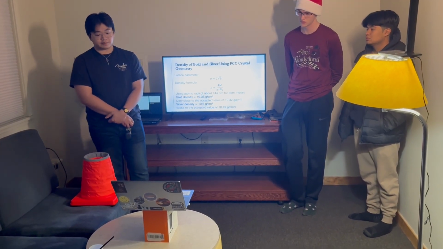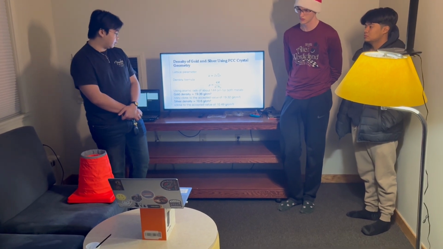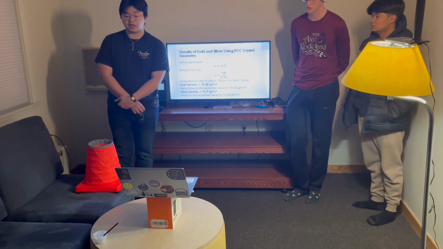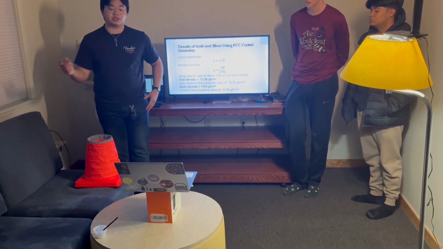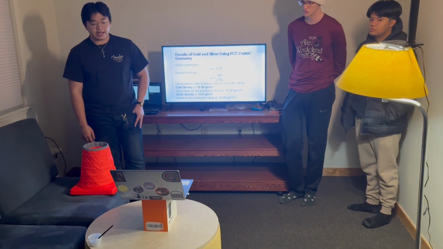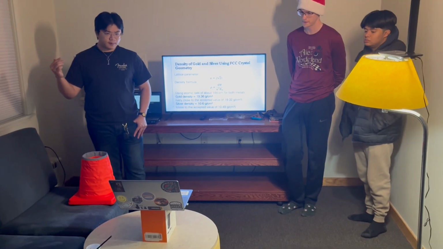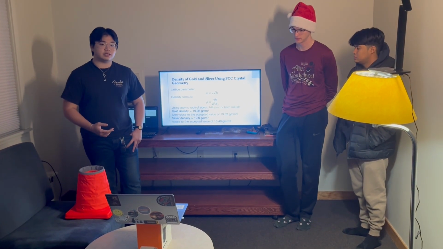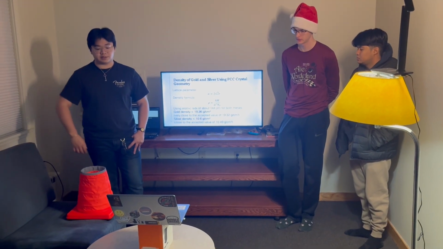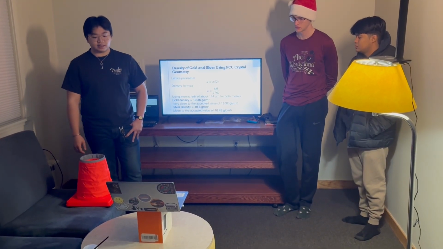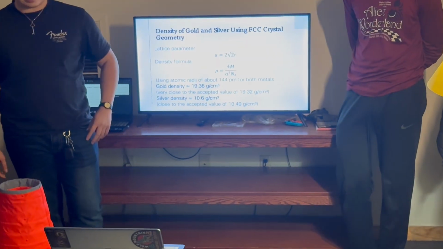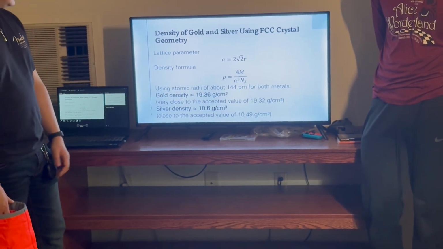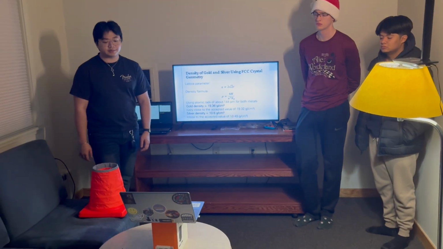And gold density, in this case, would be 19.36 grams per centimeter cubed, which is very close to the accepted value of 19.32 grams per centimeter cubed. And silver density would be 10.6 grams per centimeter cubed, which is close to the accepted value of 10.49 grams per centimeter cubed. And now these results validate both the FCC model and the chosen radii, which is how we can prove the density of these two using the FCC crystal geometry.